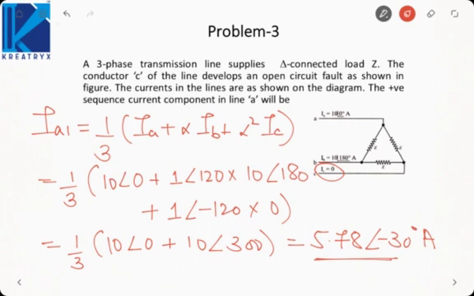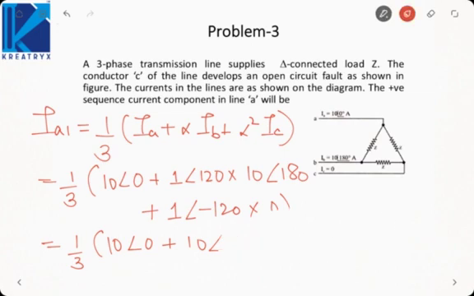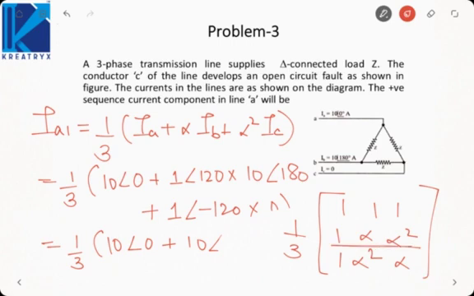Okay. So just you have to remember the matrix. This equation I have written directly from the matrix. How? In matrix, if we write A inverse, that will be 1 by 3 [1 1 1; 1 alpha alpha square; 1 alpha square alpha]. So this gives me the positive sequence, that is 1, alpha, then alpha square.